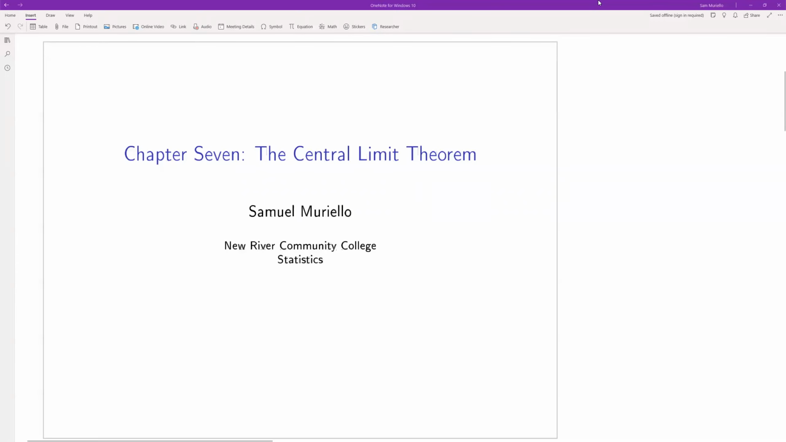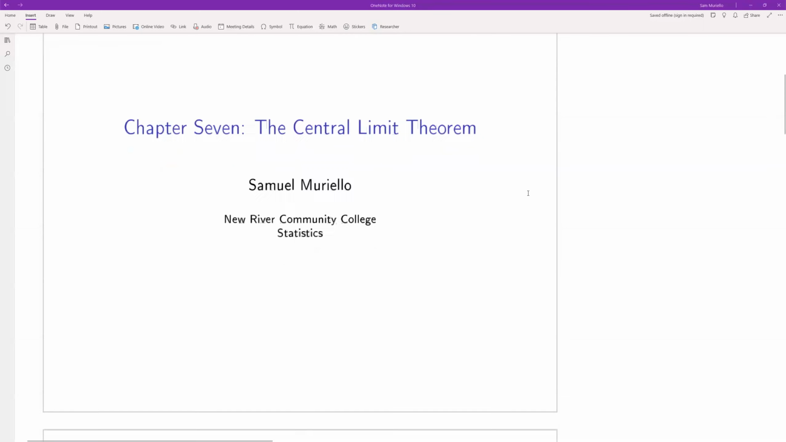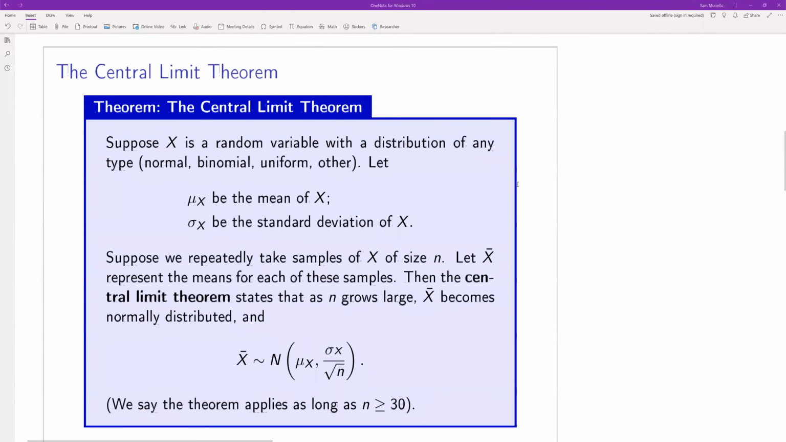Okay, welcome back. Today, we're going to talk about Chapter 7 and the central limit theorem. So, what the central limit theorem deals with is taking samples for something that we know a little bit about and figuring out what the distribution of those samples would be. Let's take a look at the theorem here.